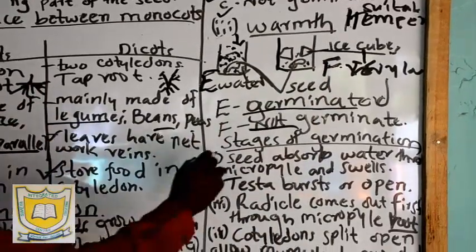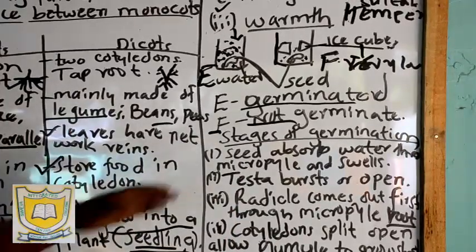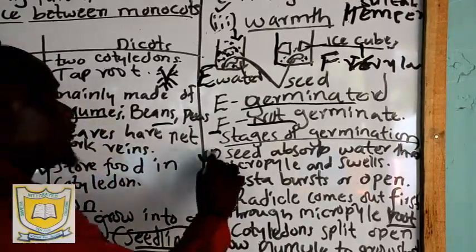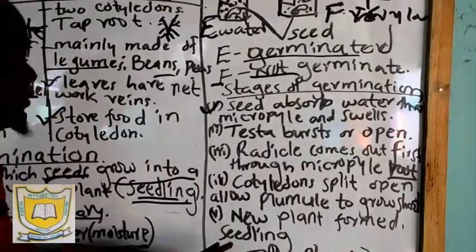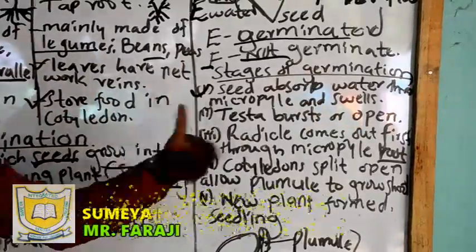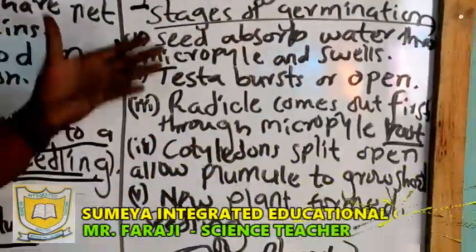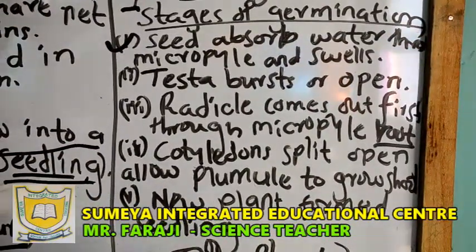Now we move to another subtopic under germination. We talk now of the stages of germination. For germination to occur, it undergoes some stages, 1, 2, 3, and up to number 5. And these stages, you must understand them the way they occur one by one, because you may be given in an examination and they ask you to arrange the stages the way they occur during germination.